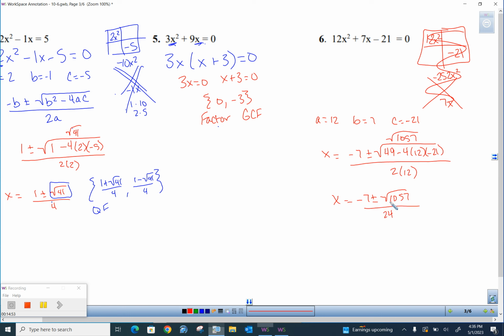So again, because we can't simplify that, even if we could reduce those numbers, which we can't, we're not allowed to because it has to go into all three of that triangle. So my first answer is negative 7 plus the square root of 1057 over 24. And my second answer is negative 7 minus that value.